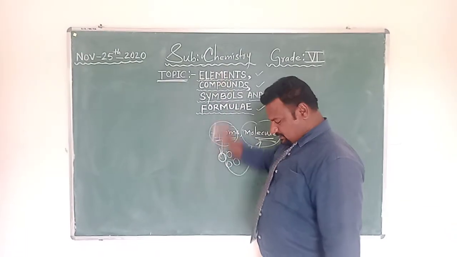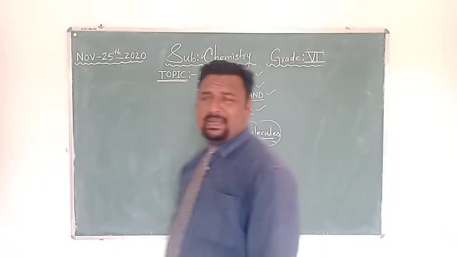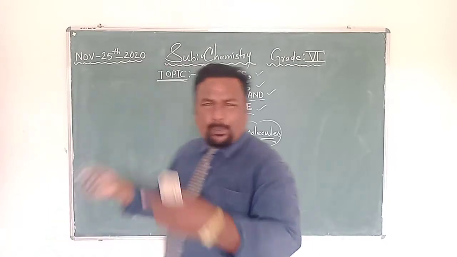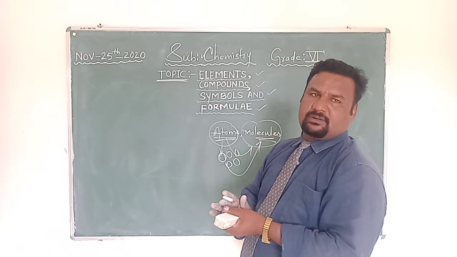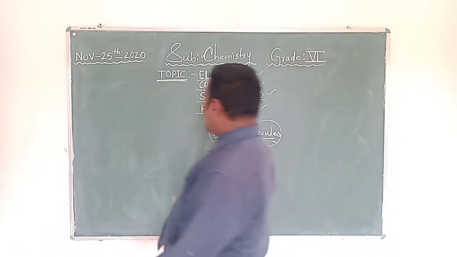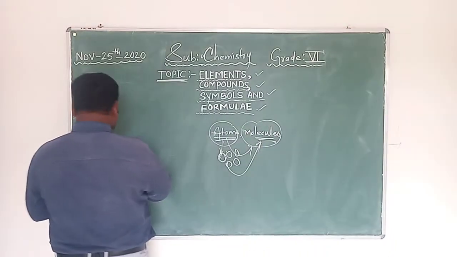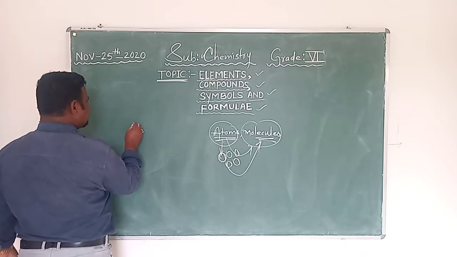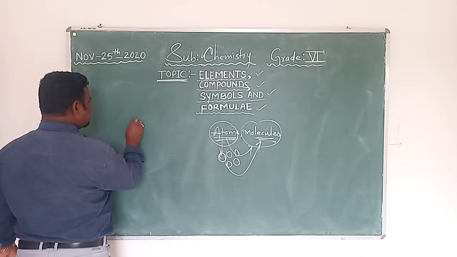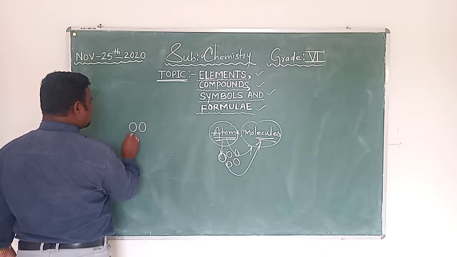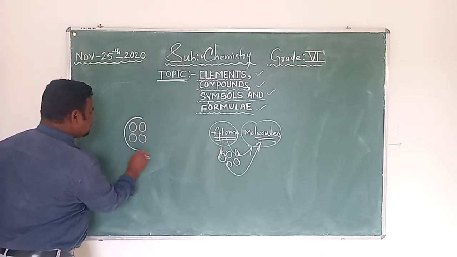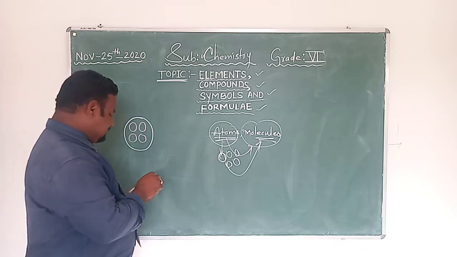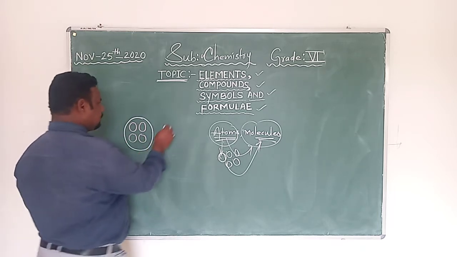Now, what is an element? A group of atoms, but what kind of atoms? Identical atoms, children. Now let me clarify. See here, one molecule is there. Now this molecule, children, has how many atoms?